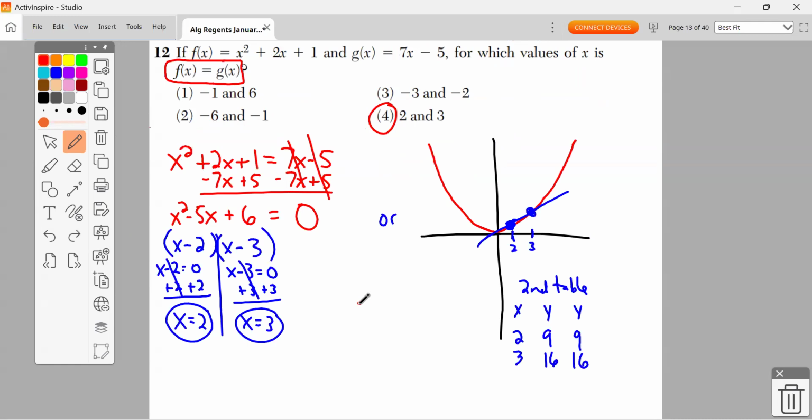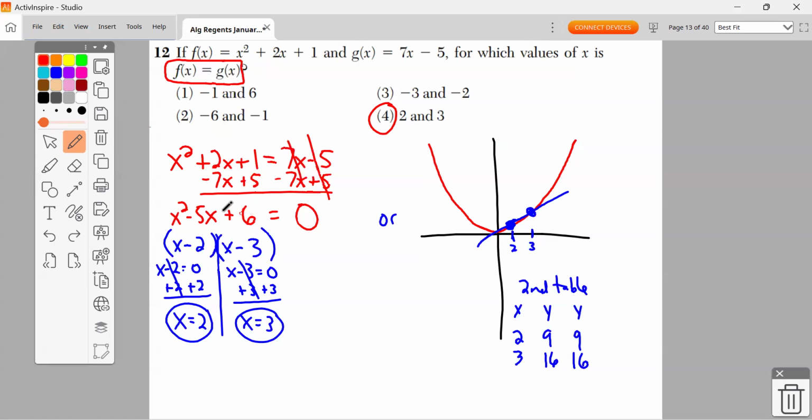In question number 12, you have 2 different equations. For which values of x are they equal to each other? A couple different ways to do it. The first thing that you want to do, since we want to know when they're equal to each other, we could set them equal to each other. So the one equation equals the other. We want to get one side set equal to 0. So I'm going to do -7x and +5 to both sides. That way those cancel out and we have it set equal to 0. Now that you have it set equal to 0, you could do completing the square. You could do the quadratic formula. I chose to solve by factoring because it was just a basic trinomial.